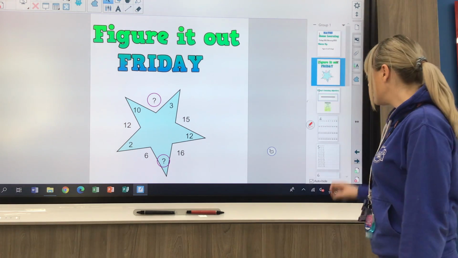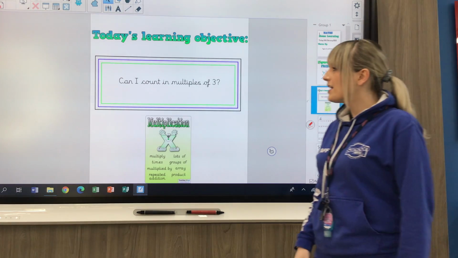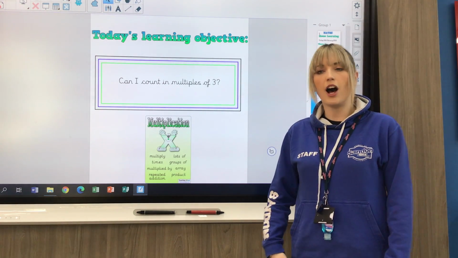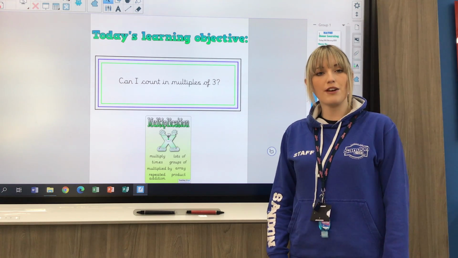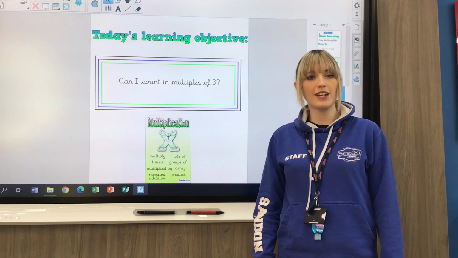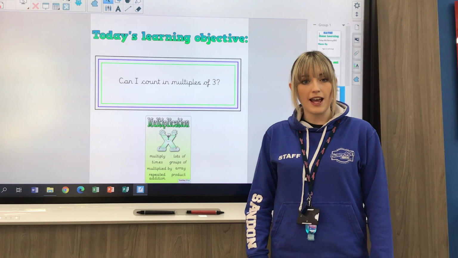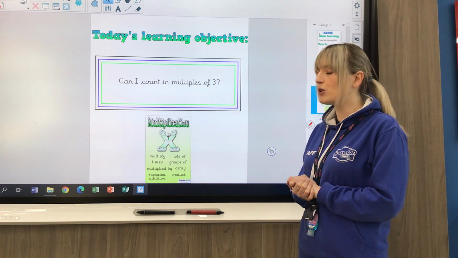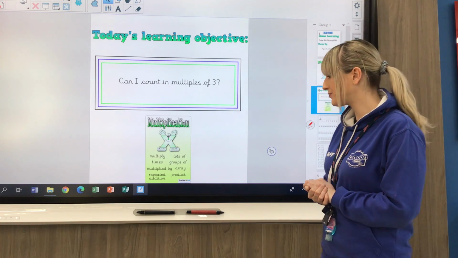Right then, let's look at what we're doing today. So it says, can I count in multiples of 3? So we're going to be looking at our 3 times table in more depth, a bit closer, and we're going to be practicing counting in multiples of 3.